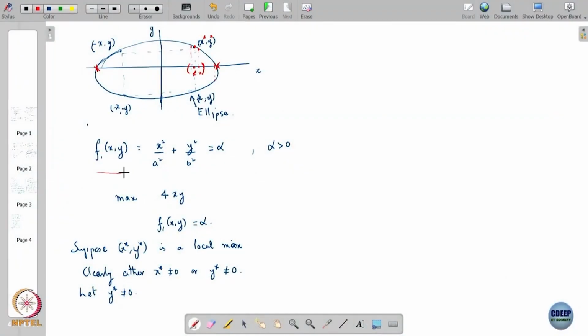What that's effectively saying is, I can look at this equation f1 of x comma y equal to alpha, and then fix the x here and solve for the y using this equation. And so long as I am not at this sort of point, I should get back a unique answer, right? I should be able to get y in terms of x.